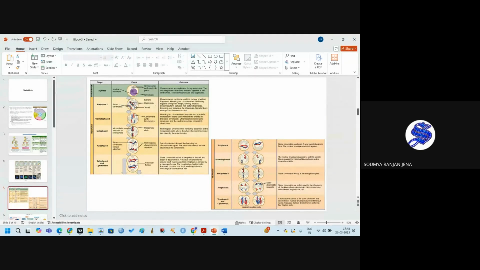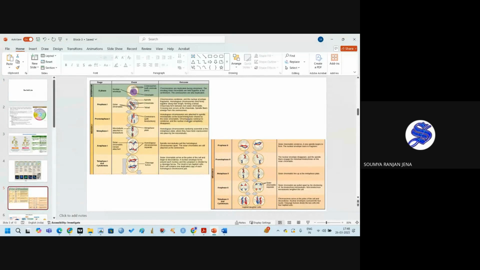Crossing over occurs at the chiasmata, and the spindle fibers emerge from the centromere. After the process of chiasmata formation and tetrad formation, the spindle fibers also arise, because this cell will be separated after prometaphase, metaphase, and anaphase.